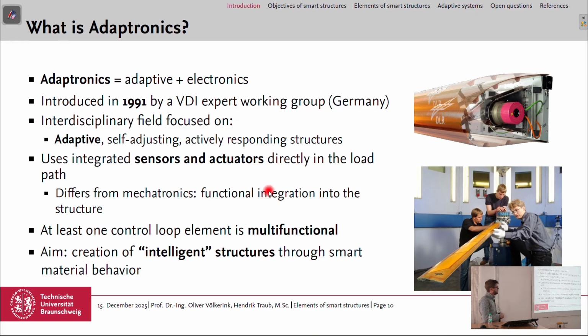We have the functional integration into the structure. And at least one element in this control loop should be multifunctional. We will also come to the definition of functional and multifunctional later on. And the aim really is to create intelligent structures through this smart material behavior. Here again we have the droop nose and also an active rotor blade, which is introduced in a few slides.